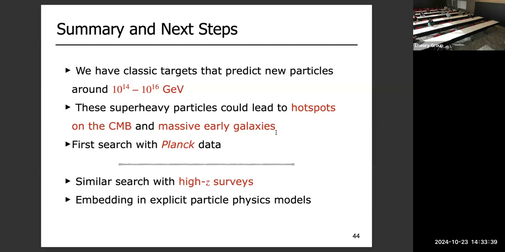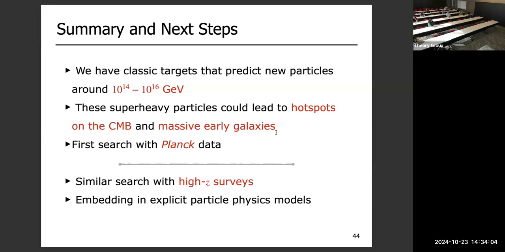They can give rise to a variety of signatures, for example, hotspots on the CMB, or they can give rise to massive early galaxies. We can already do a search with the Planck data, as we have done, but this can improve in the future with more data and better instruments. But then you can also potentially look for these things with the high-z or deep galaxy surveys. So that would be interesting to do.